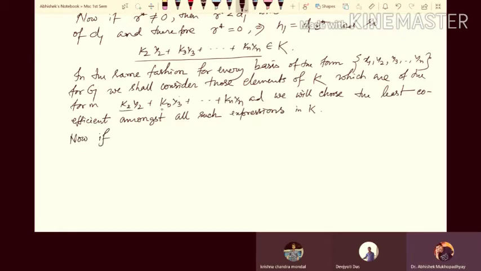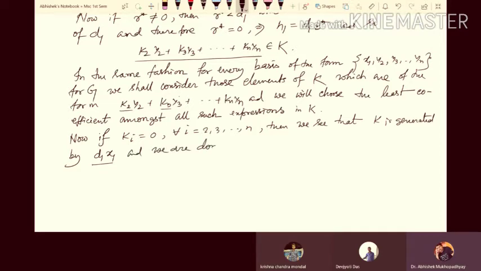Now, if all those K2, K3, Kn are 0, if all Ki's are 0 for i equal to 2, 3, n, then we see that K is generated by D1 x1 because it is non-zero. And we are done.